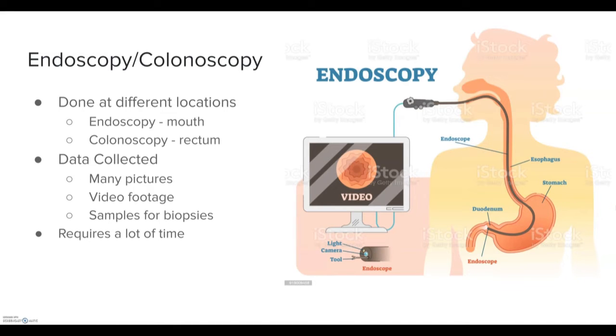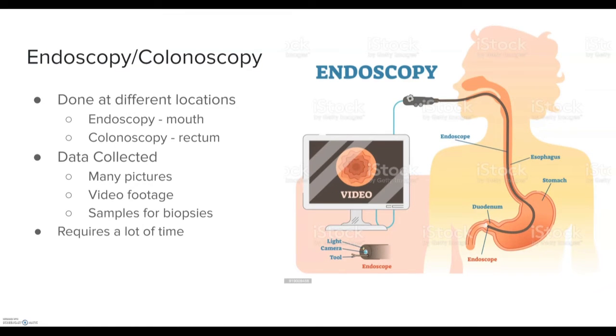To diagnose and closely monitor their patient's conditions, doctors will often perform an endoscopy or colonoscopy on their patient. An endoscopy is simply a procedure where an endoscope, which is this long tube with a camera at the end of it, is inserted into the patient's GI tract through their mouth. The only difference between an endoscopy and a colonoscopy is that in a colonoscopy, the endoscope is inserted into the patient through the rectum.